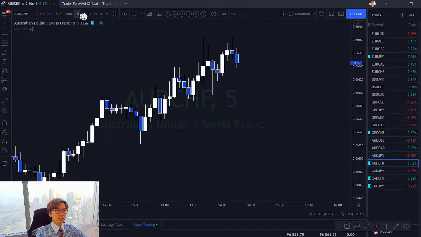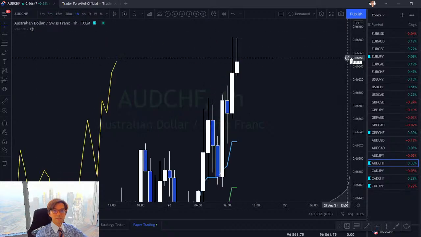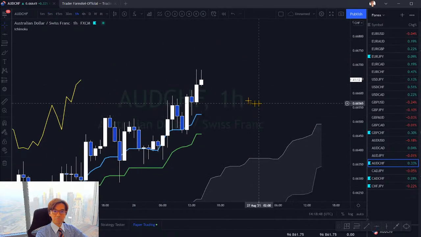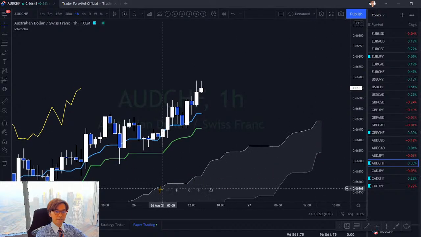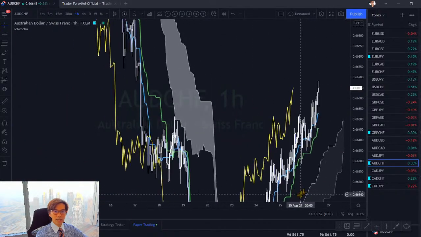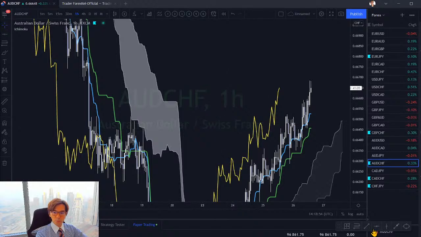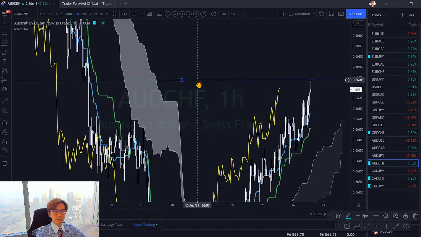And let's see. AUD Swiss franc, this one is, yeah, flat Kijun-sen, flat Kumo. And there was no previous resistance level, but there is a previous support level here. There was a support, so in that sense, it might retrace backwards. And it looks like it is retracing backwards.